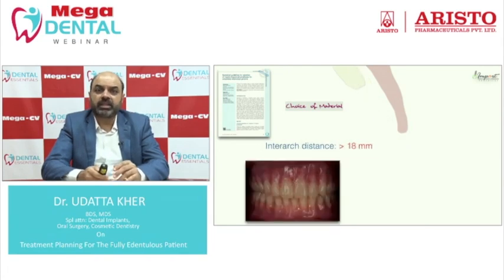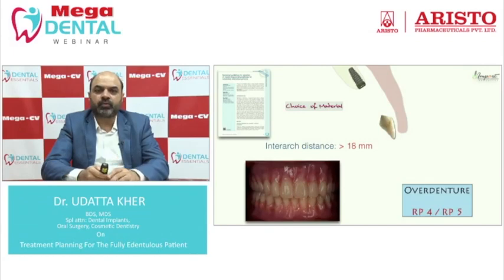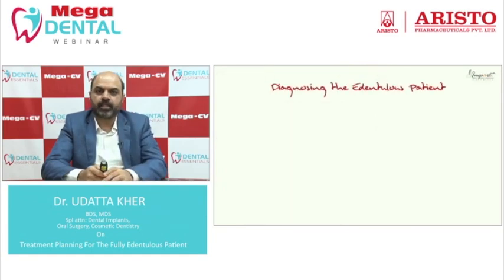The last scenario is where there is extreme resorption, wherein the interarch distance on one arch is around 18 millimeters or more. These kinds of cases are almost contraindicated for anything fixed, and you're really looking at giving the patient an overdenture option like an RP4 or RP5 kind of restoration.